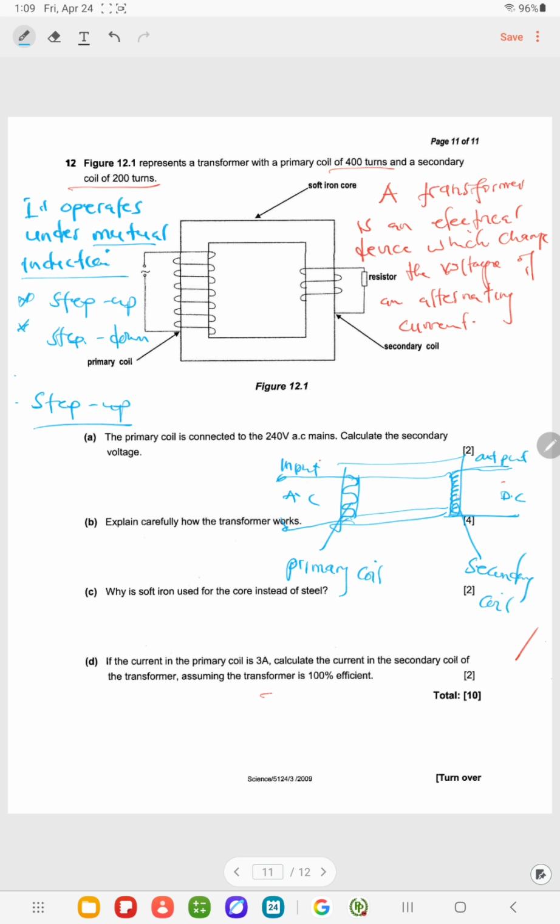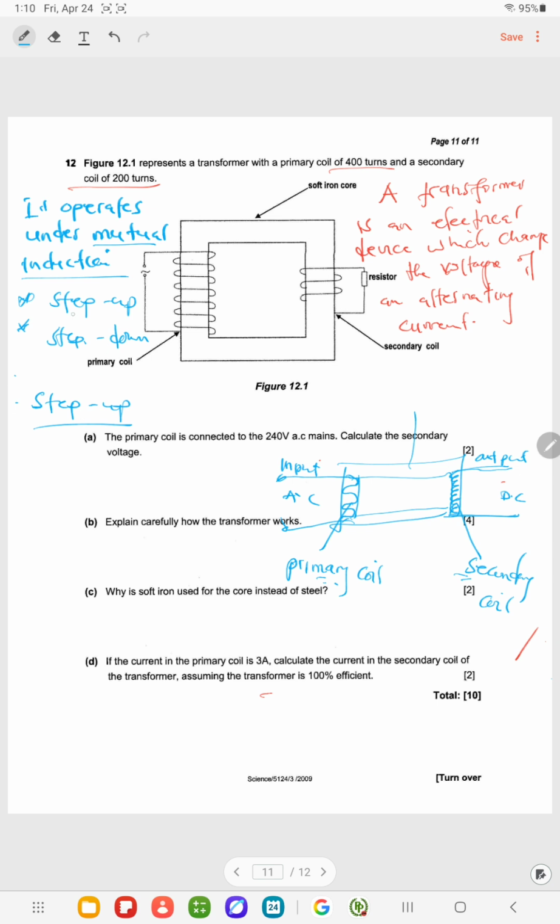If you look at the number of turns here and the number of turns here, they are different. The more turns on the secondary coil, the more voltage we are going to produce. Hence a step up transformer, because it is producing more voltage from less. So a step up transformer is a type of transformer which has more turns on the secondary part than on the primary part. So this is the iron core.